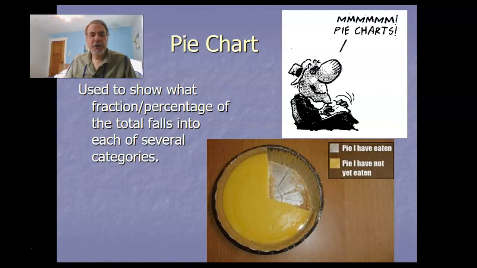Next kind of graph we're going to talk about is a pie chart, also known as a pie graph or a circle graph, because it's in the shape of a circle. And it's used to show relations between parts and the whole, or to show what fraction or what percentage of some total falls into each of several categories.